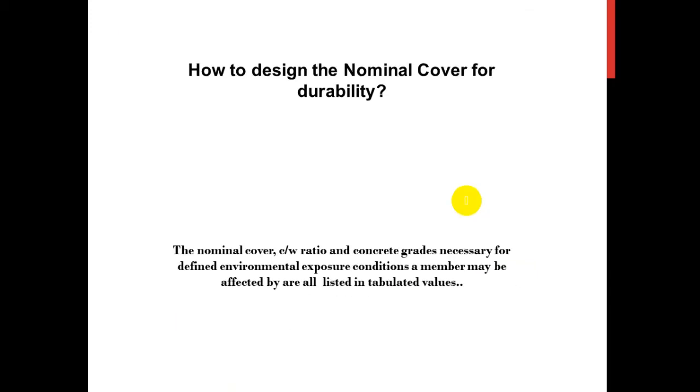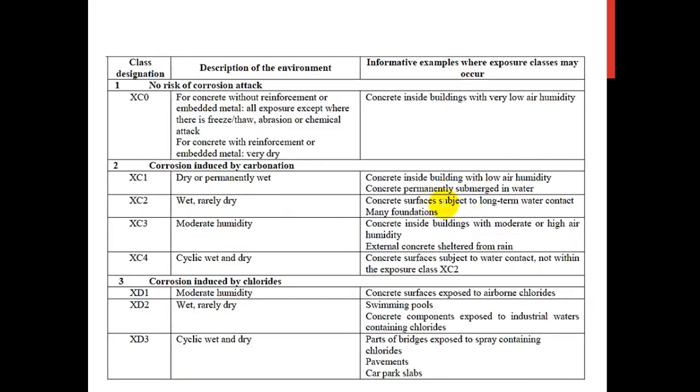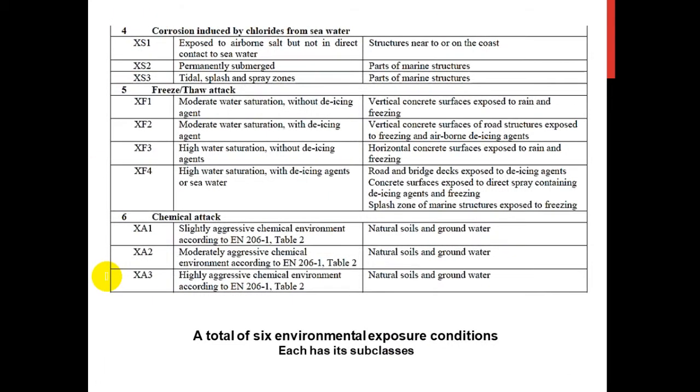Now, how to design the nominal cover for durability? Basically, there are two tables. One gives more of a description and another is more technical. It gives the required nominal cover along with other requirements. Here is this table that tells you the exposure class, a description of the class and its subclasses, and some examples. So the table here includes not only 3 classes, but a total of 6 classes.